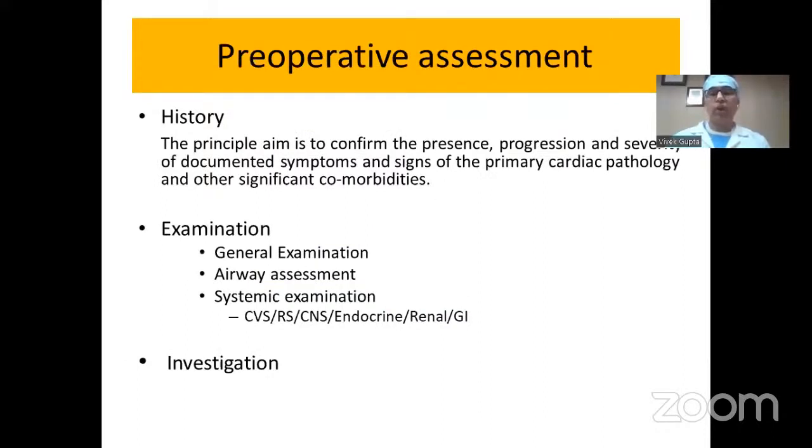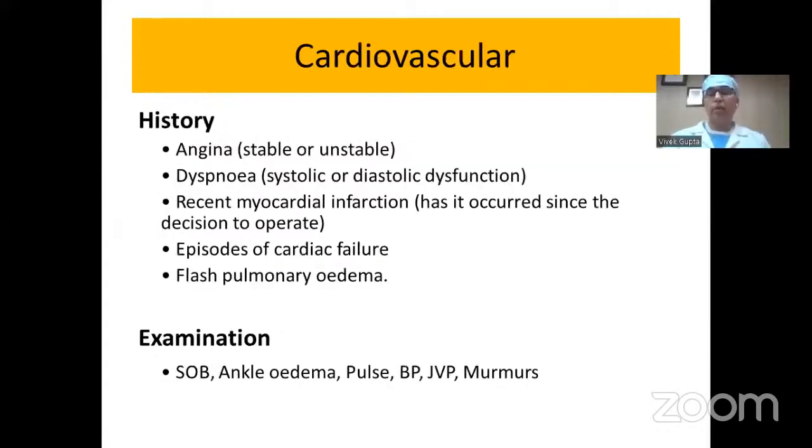So a thorough history should include the review of the paper as well as confirming the history from the patient, and we can take further history depending upon the comorbidities. The history should focus on the primary problem, progression of the disease, as well as the comorbidities. Our examination should be focused on the general examination, airway assessment, and systemic examination, and we should review all relevant investigations for that patient depending upon the comorbidities.